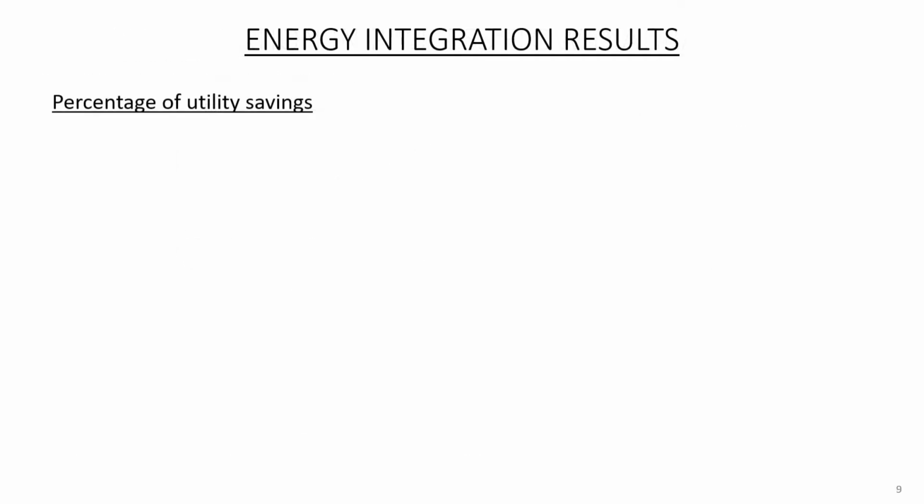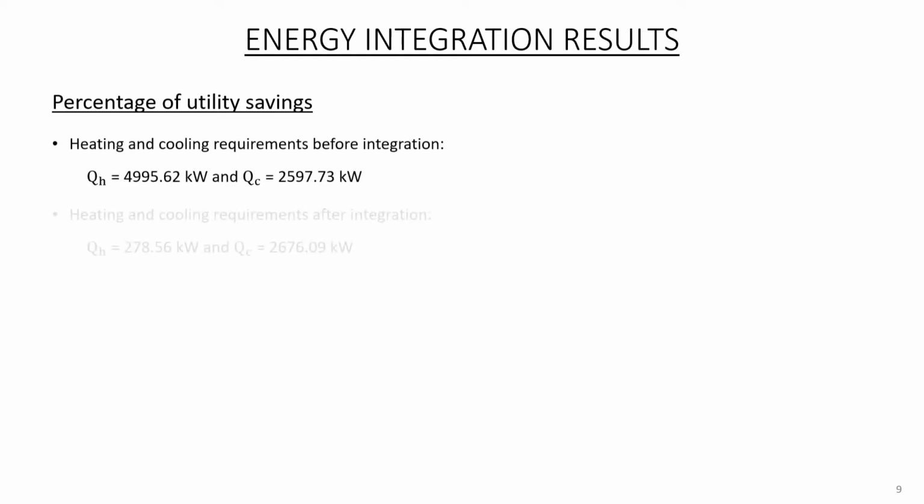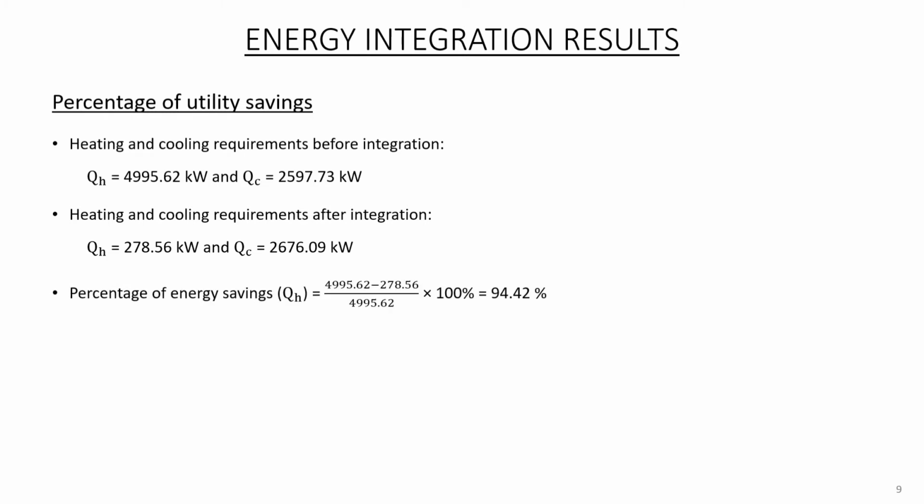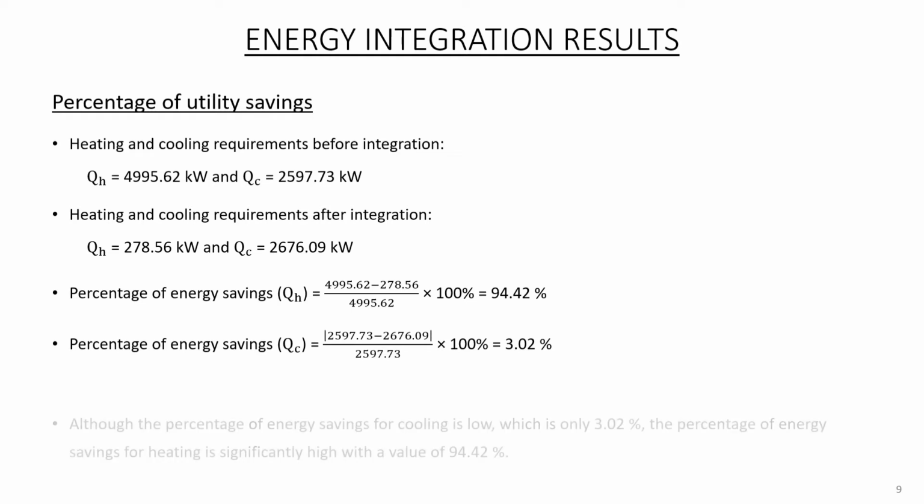To summarize the energy integration that was done, the percentage of utility savings were calculated. Below are the heating and cooling requirements value before and after integration, and computing those values, it is calculated that the percentage of energy savings for heating and cooling are 94.42% and 3.02% respectively.